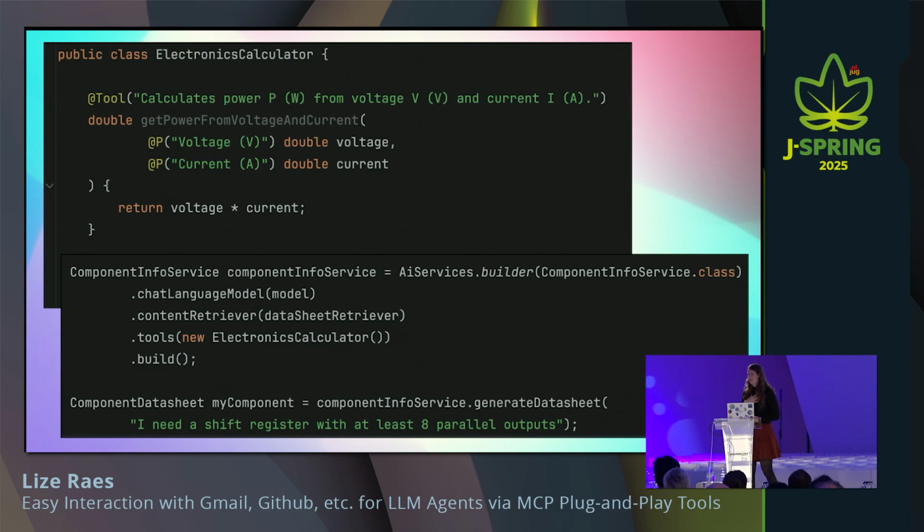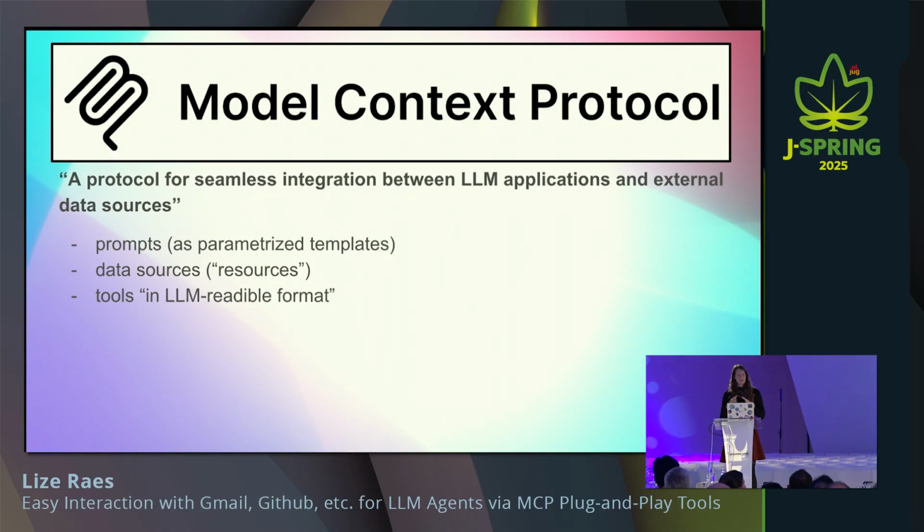I'm a developer because I'm lazy and I want computers to do things for me. I think writing these tools is a lot of work. And that's where this Model Context Protocol came in. It was launched by Anthropic in November last year, so it's about 6 months old now. And they said it's a protocol for seamless integration between LLM applications and external data sources.